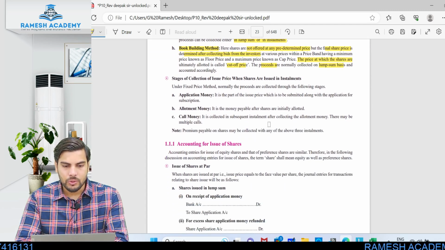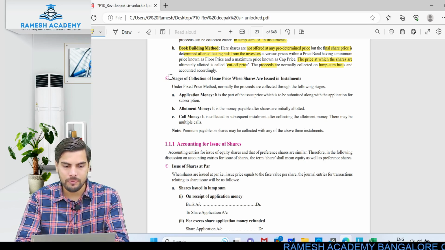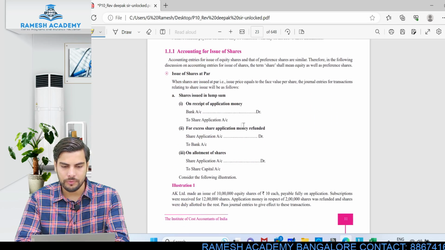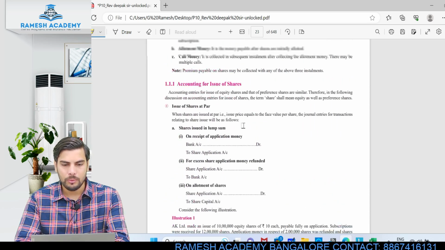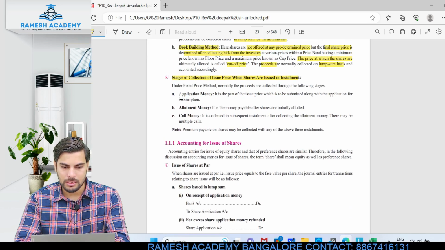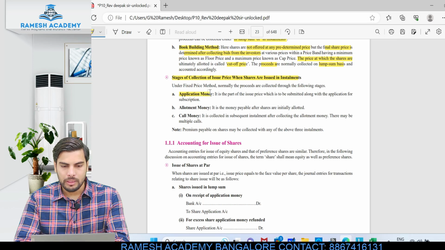Now, stages of collection of issue price. Whenever the company is collecting the amount in installments, what exactly are the different stages in which they'll be collecting the amount? For these stages we'll be understanding the journal entries as well. If you just look forward, it's all about journal entries. So let's discuss this. There are basically three stages: application stage, allotment stage and call money stage.